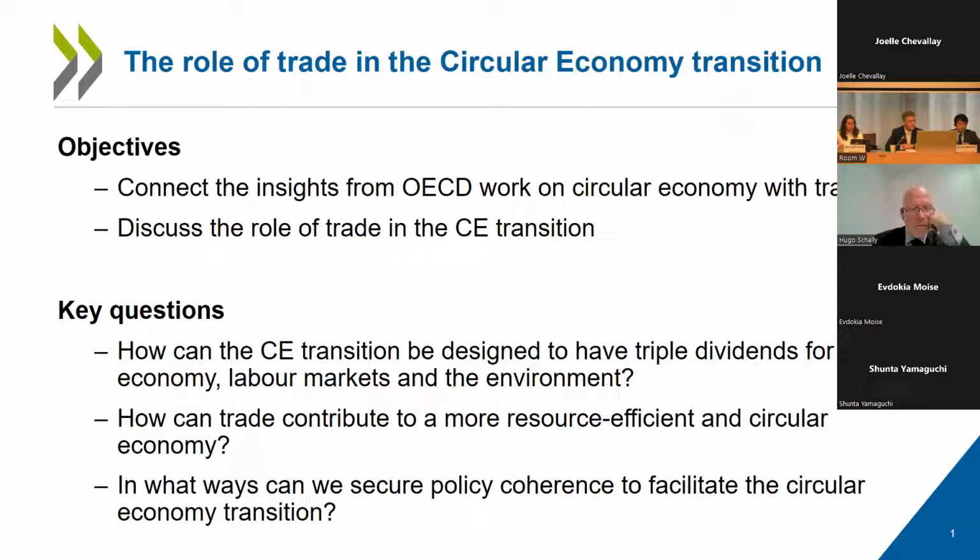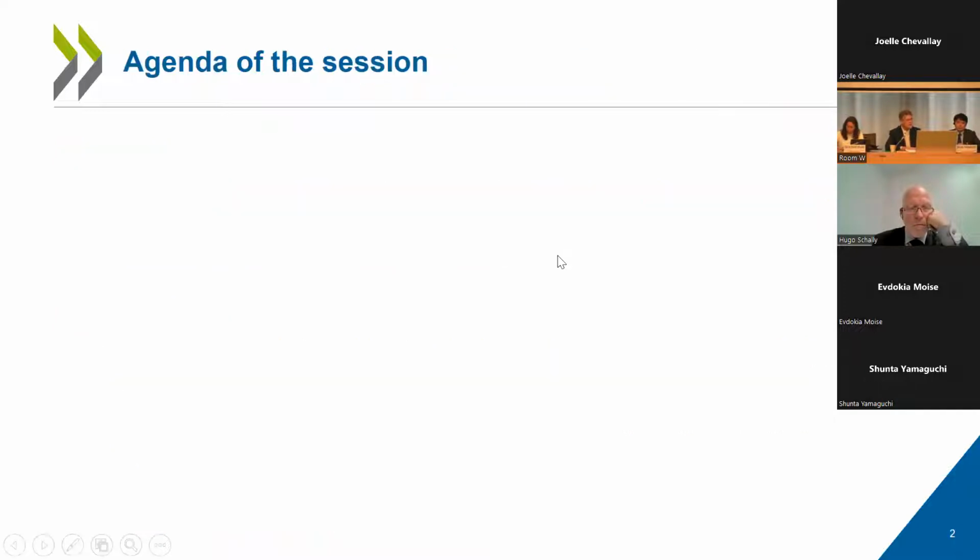So how can the circular economy transition be designed to have triple dividends for economy, labor markets, and the environment? How can trade contribute to a more resource efficient and circular economy? And in what ways can we secure policy coherence to facilitate the circular economy? And that's policy coherence between trade and environmental policy.